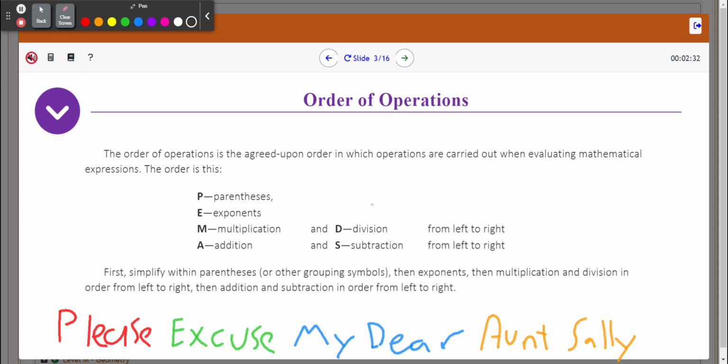The first thing when you look at a math problem, the first thing always is parentheses. Okay, always look for parentheses. Parentheses always go first. Second are your exponents.